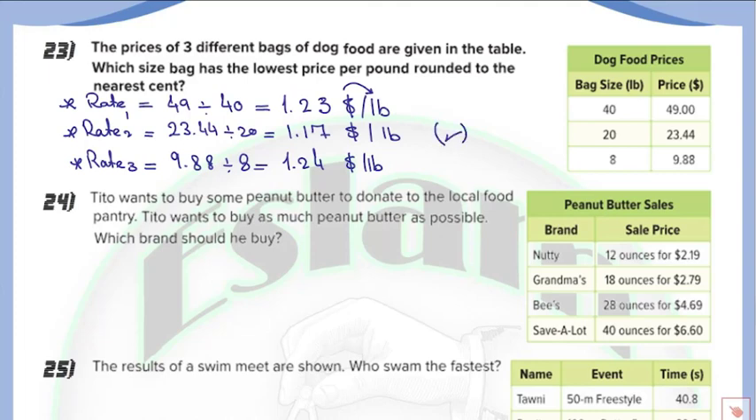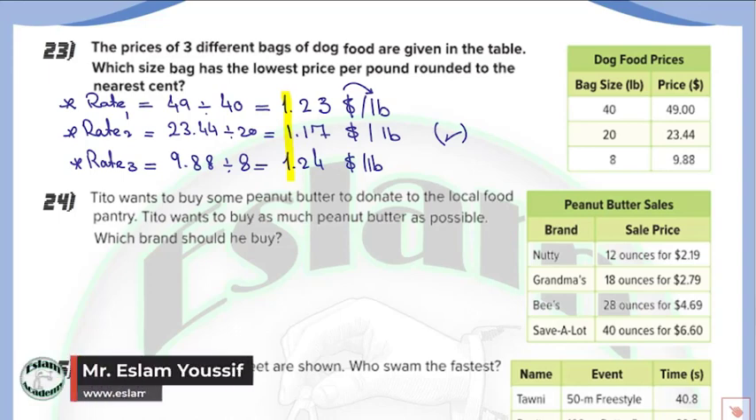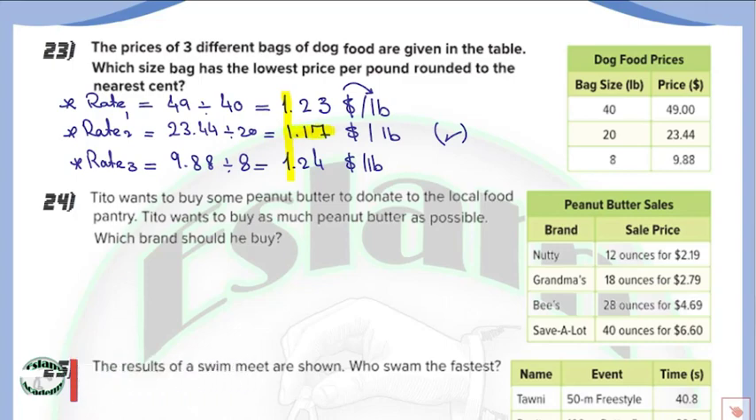We just need to compare between them. For any question related to the price, we need to write the answer with 2 decimal places. So we have here 1.23, 1.17 and 1.24. You will find that all of the whole numbers are the same, so look at the decimal. We have 23, 17 and 24. You will find that 17 will be the lowest price. And that's how we can compare between the unit price.